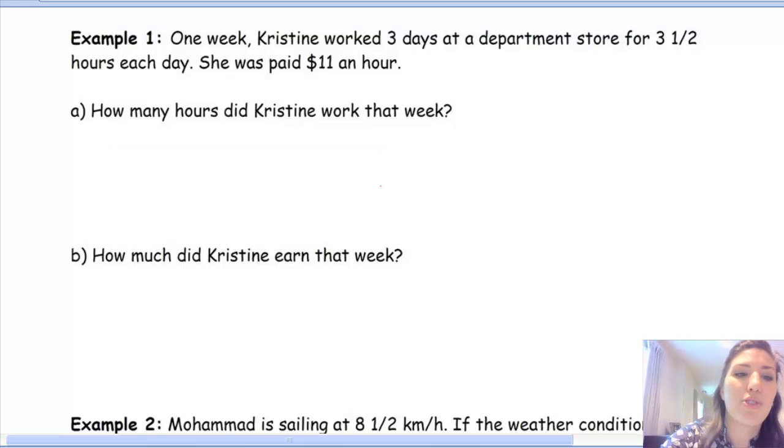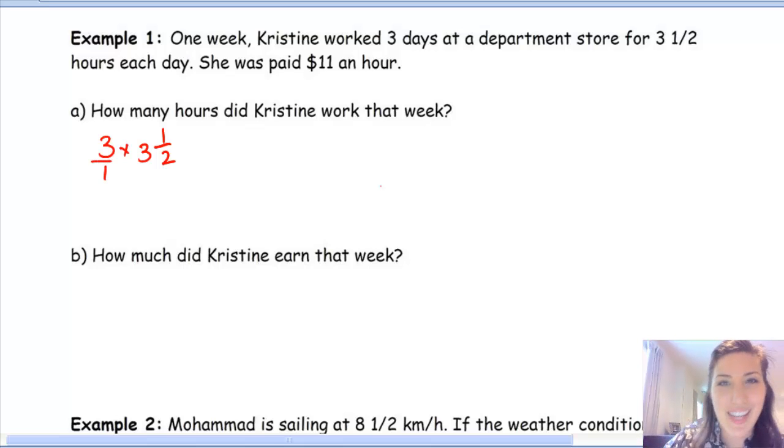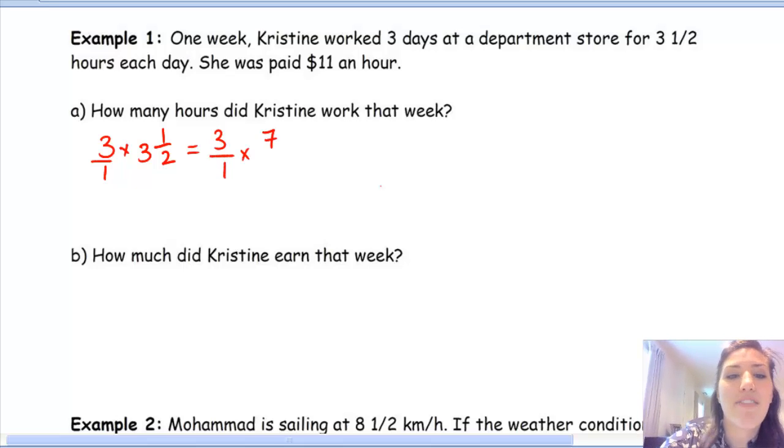We know that she worked 3 days times 3.5 hours each day. Remember that any whole number can be expressed as an improper fraction with a secret 1 underneath. So we need to change this 3.5 into an improper fraction. 3 over 1 times, 3 times 2 is 6, plus 1 is 7 over 2. 3 times 7 is 21, divided by 2.